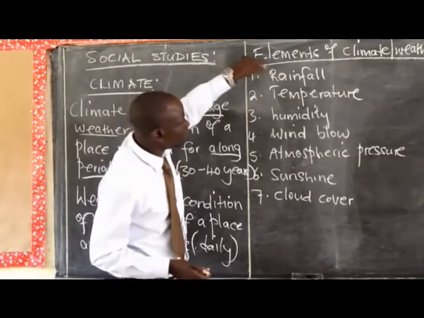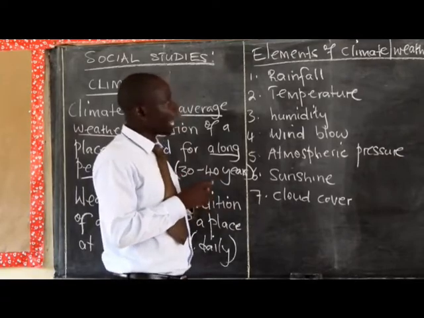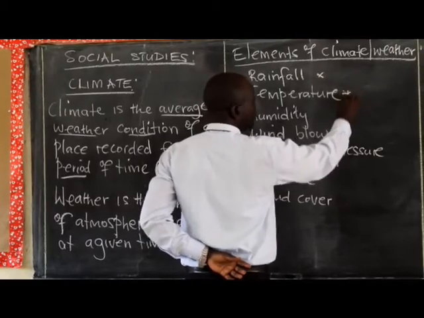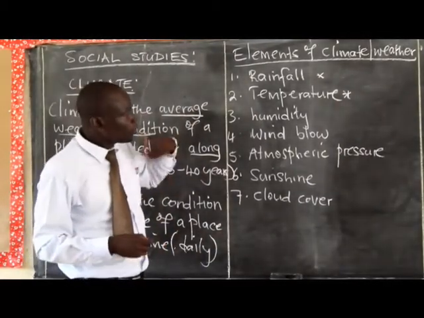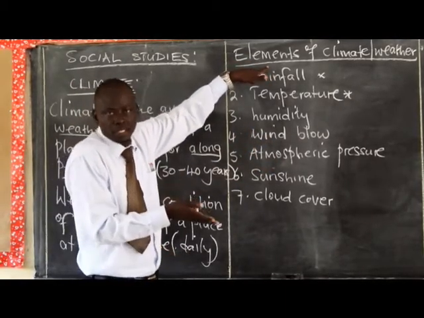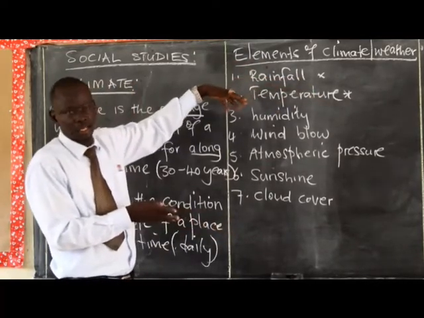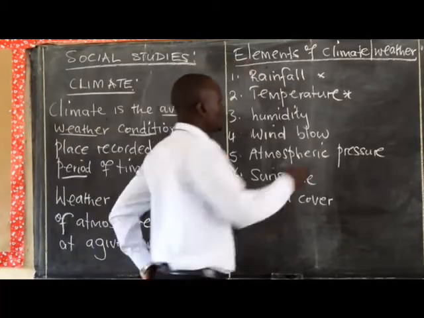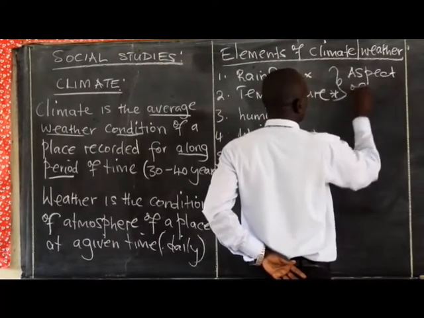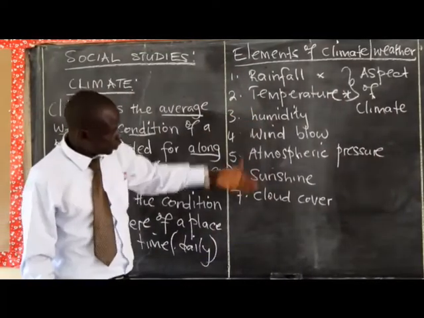But among these elements, we have the most important ones, which at times we refer to as aspects of climate, and that is rainfall and temperature. Now, when you are talking of the climate of an area, you are either referring to the amount of rainfall received in that area, or you are talking of the intensity of temperature there. So that's why these two can also be referred to as the aspects of climate. So they are the most important elements. Also, other elements are important.